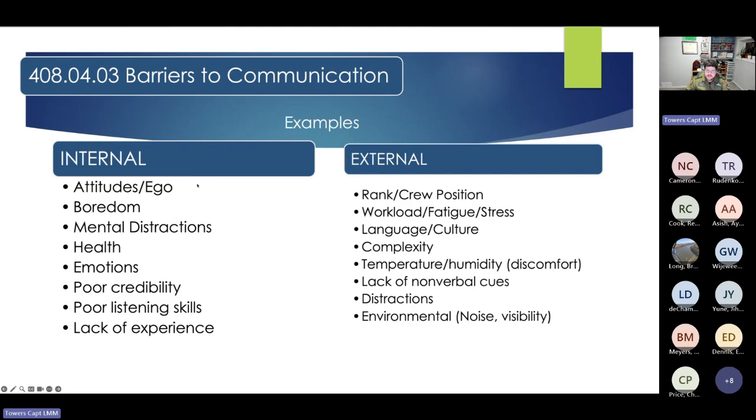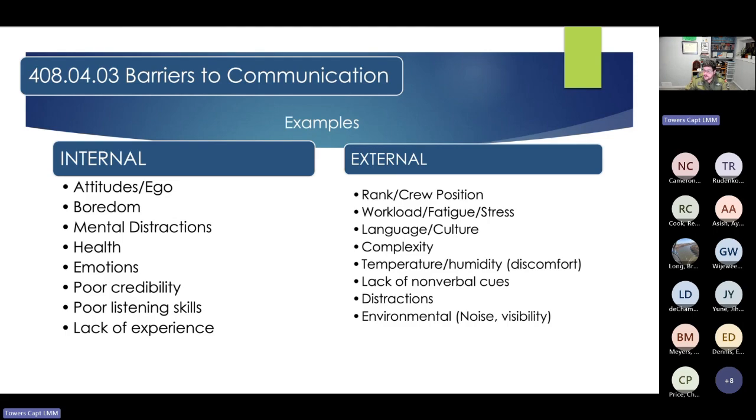But you've got attitudes, ego. Maybe they don't think it's worth their time listening to you. Boredom, mental distractions. So they've got other issues going on at home or at work, whatever. Your physical health, your emotions. Maybe you have poor credibility, or they don't believe that the person they're talking to has good credibility. Perhaps they have poor listening skills, so they're more interested in thinking about what they're going to say next rather than listening to what's actually being said. A lack of experience, that could be an internal barrier. They just don't understand the process, what's going on. Don't have experience in the world. Different knowledge, yep, different baselines where you're coming from.